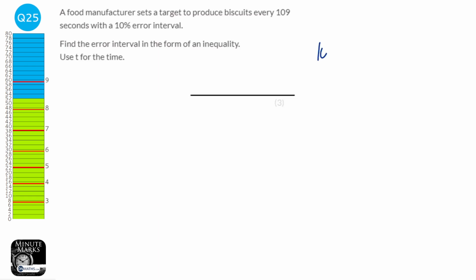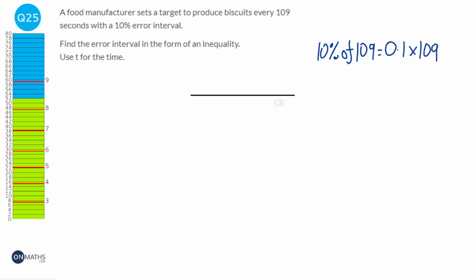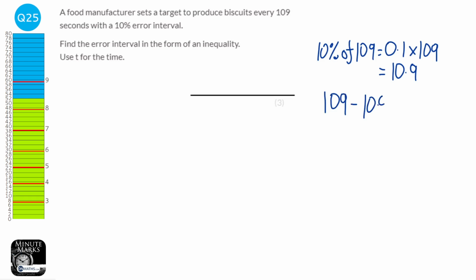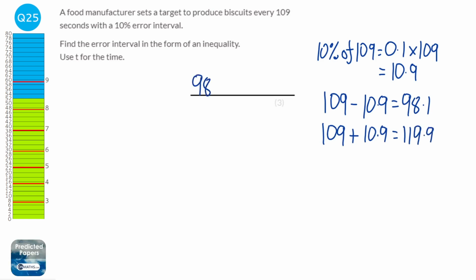First thing we need to do is find out what 10% of the 109 is. So we're just going to multiply by 0.1, and that gives us 10.9. So what we're going to do is add and subtract this from 109. So we're going to do 109 take away 10.9, which gives us 98.1. And then we're going to do 109 plus 10.9, which will give us 119.9. So our error interval is between 98.1, and it says to use t, and 119.9.